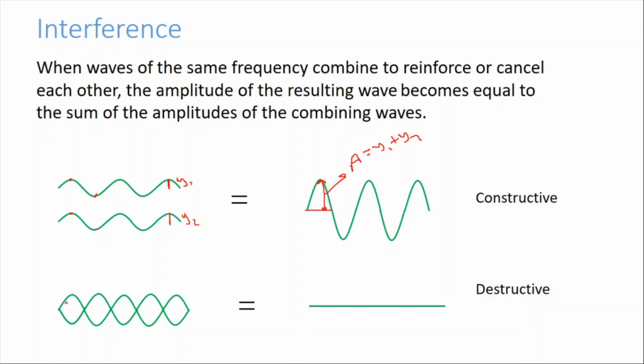On the other hand, if two light waves are out of phase, this is the crest of the first one and this is the trough of the other, these two waves are completely out of phase. When they meet, when they overlap, they completely destroy each other, and this is called destructive interference, and the resulting wave is going to be a straight line.